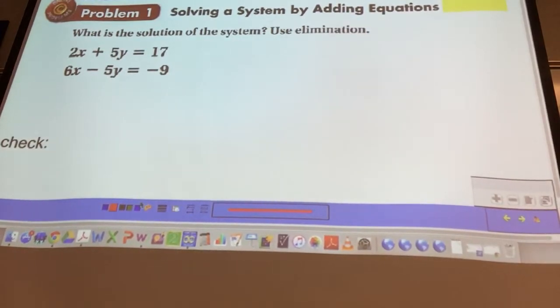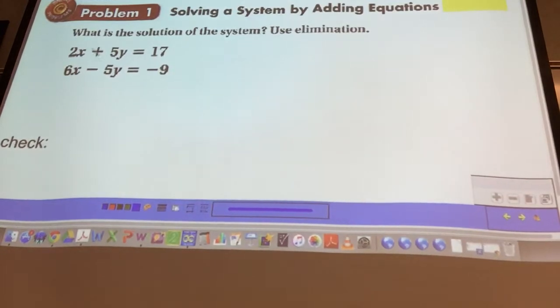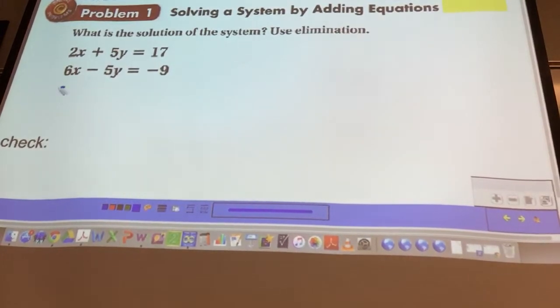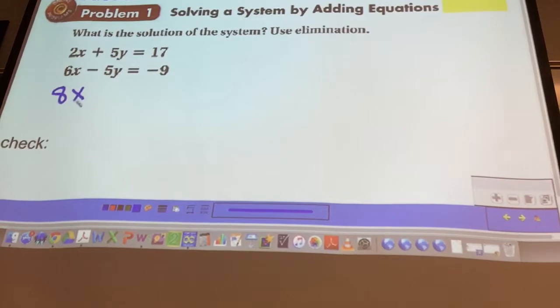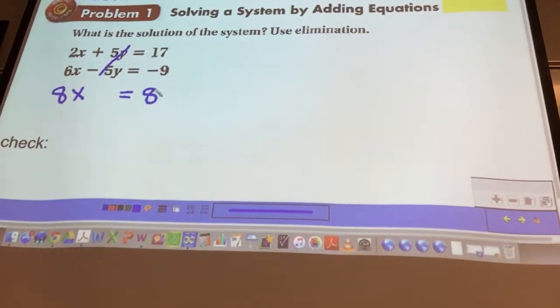That's right. If I was going to combine all my like terms, what would I get right here? 8x. What would I get right here? Yeah, I don't even have to write 0. I can just cross them out. And what would I get right here? 8.